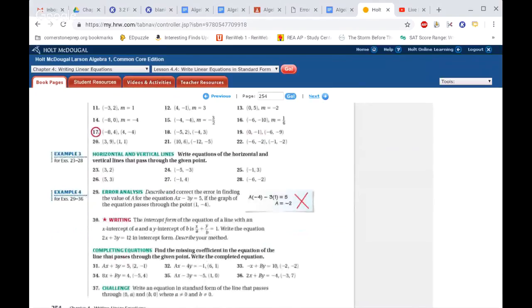Error analysis. Describe and correct the error in finding the value of A for the equation AX minus 3Y equals 5, if the graph of the equation passes through the point 1 and -4. Can anybody tell me what their mistake was up front?